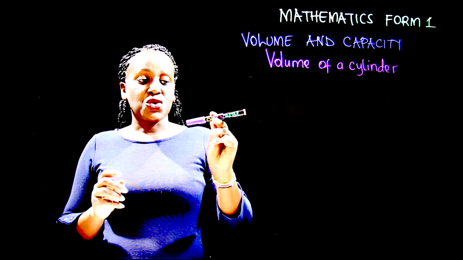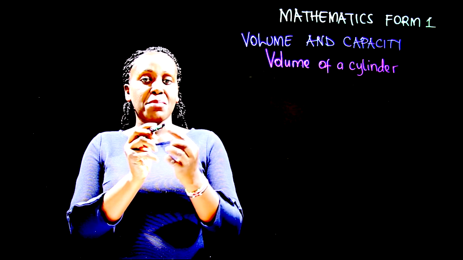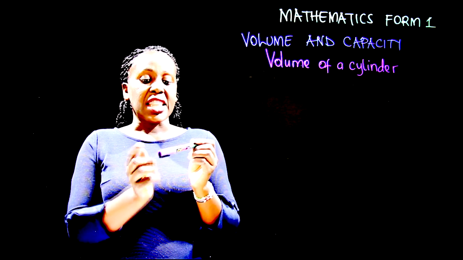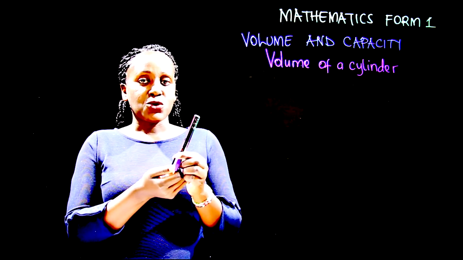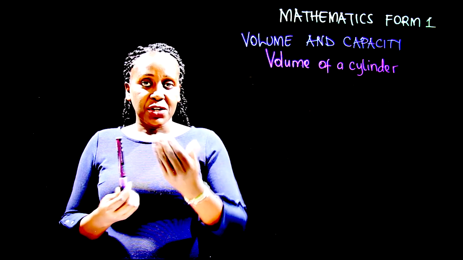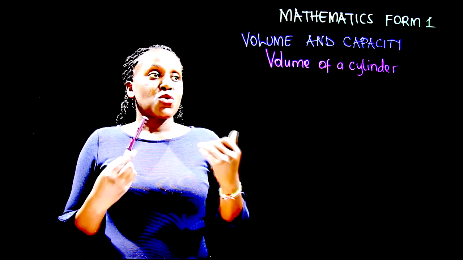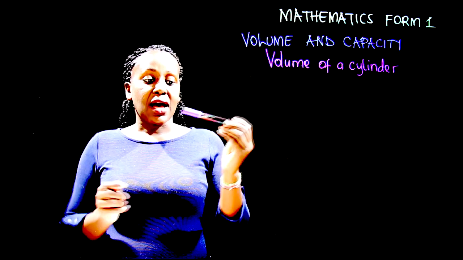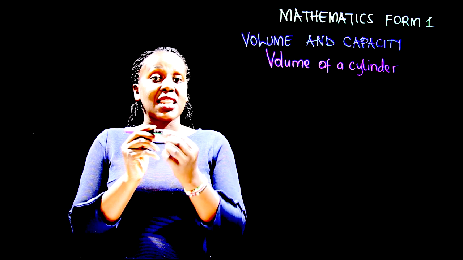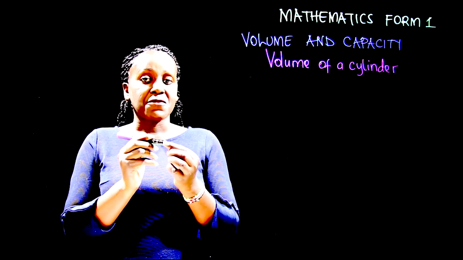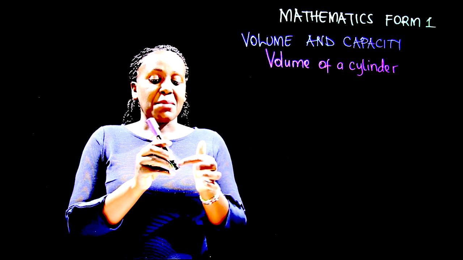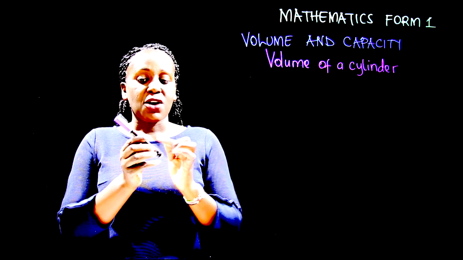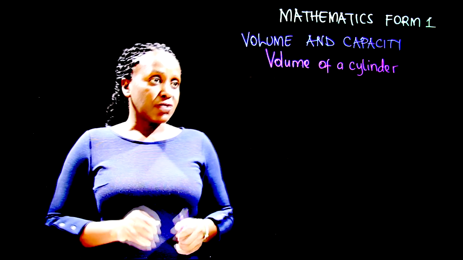If you look at it, you notice that the bottom part and the top part are circular. And then the segment joining the two circles is curved, okay? So whenever you want to determine the space that is occupied by this marker, you would have to take the area of the circle and then multiply by how high the marker goes. All right, the area of the circle times the height of the marker.